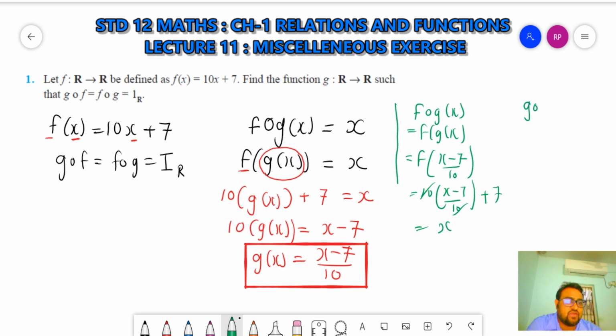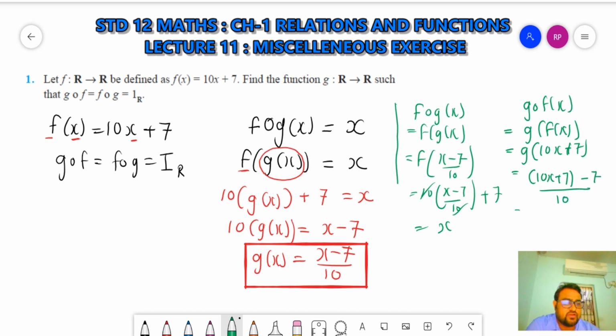Similarly, let's see (g o f)(x), that will be equal to g(f(x)). What is f(x)? 10x + 7. Now what is g(x)? (x minus 7) by 10. So instead of x, (10x + 7 minus 7) by 10. So 10x + 7 minus 7, the 7 gets cancelled. 10x by 10, that is equal to x.